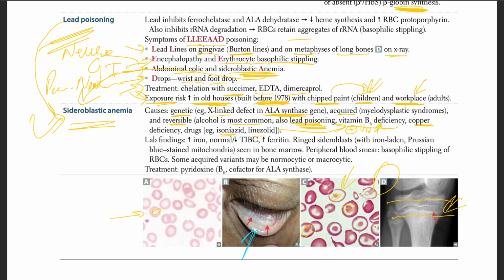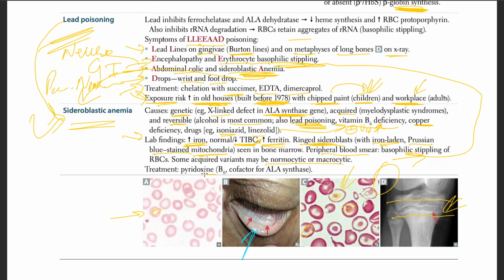So in labs, you have an increase in iron, a decrease in TIBC, and also an increase in ferritin. Ring sideroblasts are seen with iron-laden mitochondria on Prussian blue stain in the bone marrow. Peripheral blood smear would show basophilic stippling of RBCs, same thing as seen here. Some acquired variants may be normocytic or microcytic.